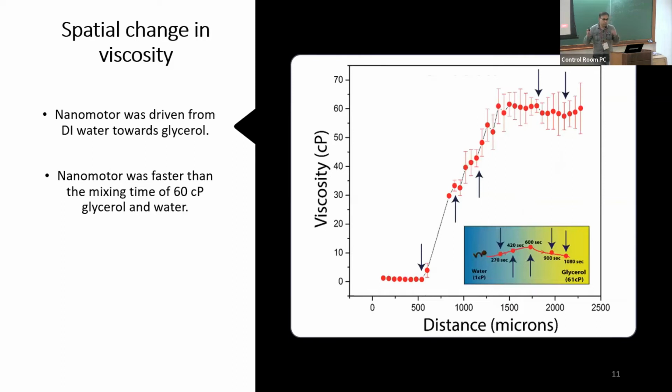We can also do some fun stuff, which is we can move from water to glycerol in a mixing fluid, and we can bypass the mixing time because this is so fast. Therefore, we started at water, we drove across the microfluidic chamber, and we reached glycerol, which was 62 cP. And this is a proof that we reached pure glycerol from water.